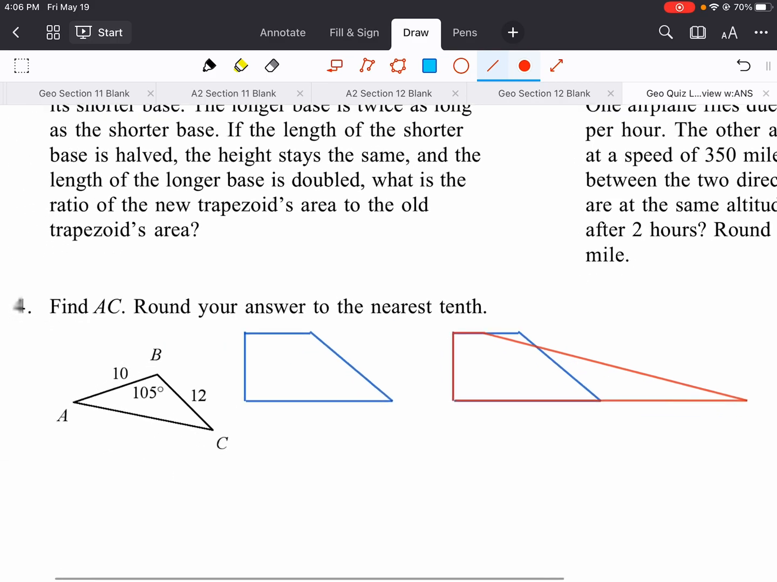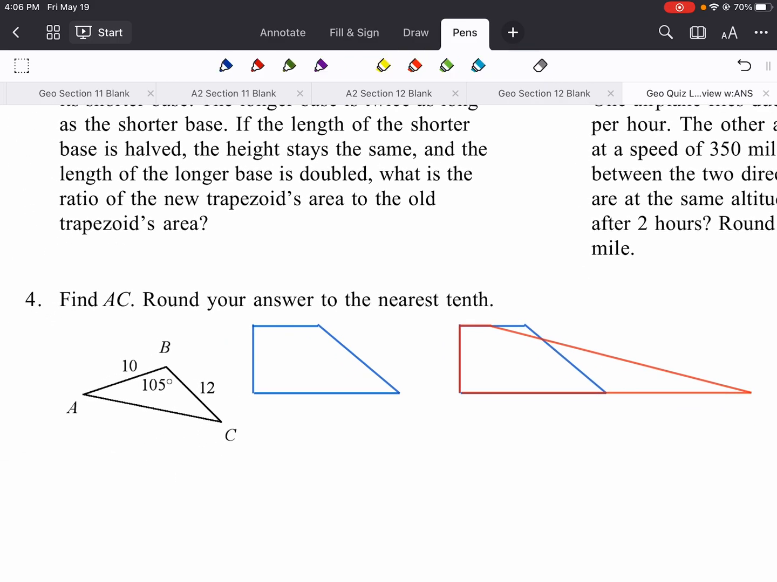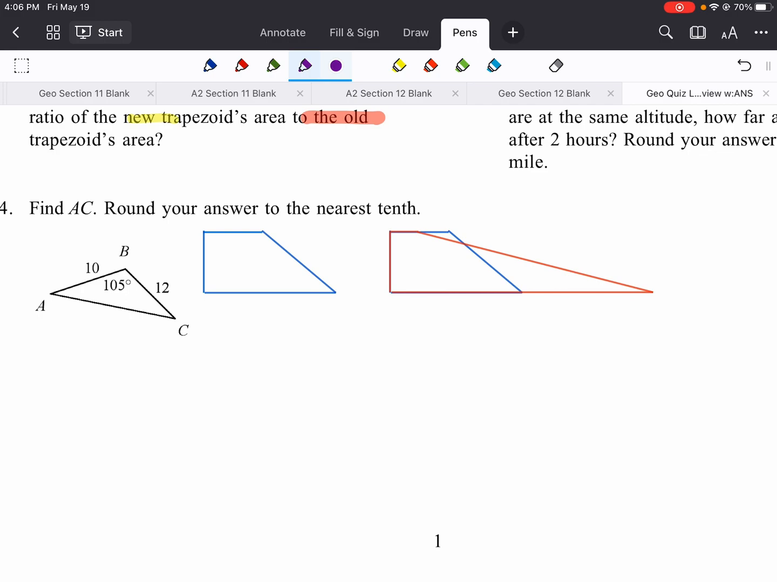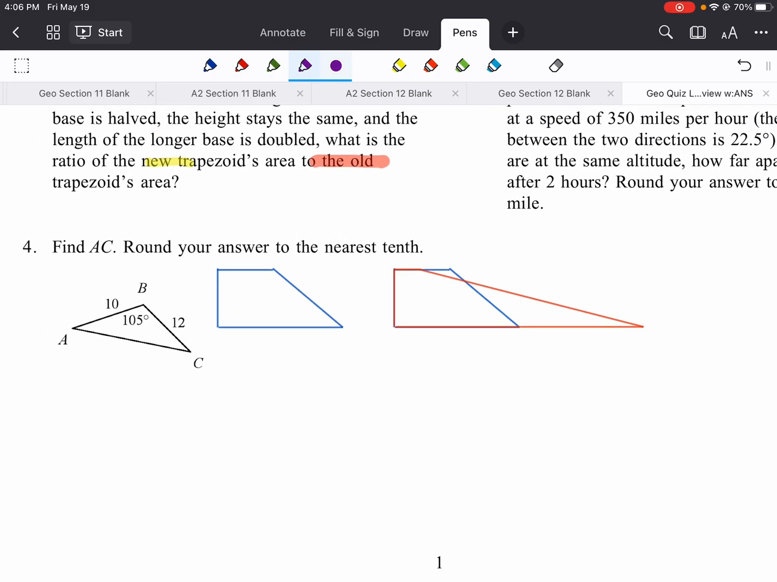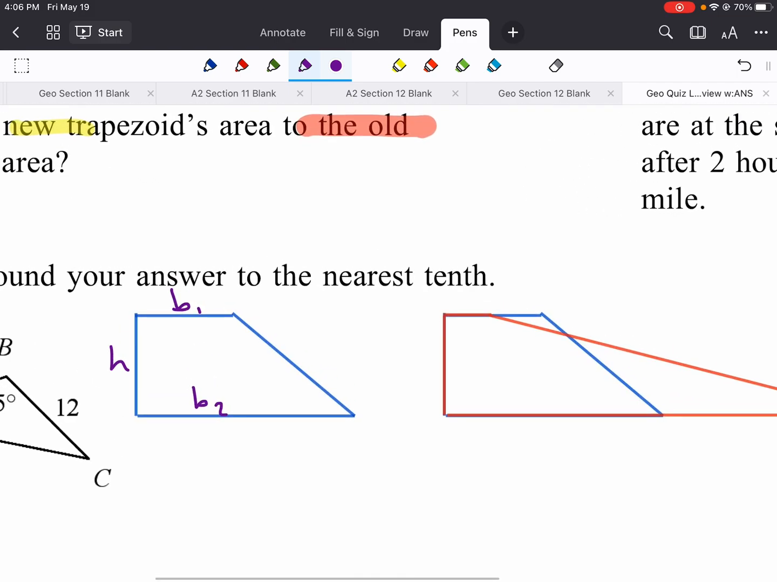Okay, but now we're going to think about it in terms of the formula. What's the ratio of new to old? So let's look at that. Right, here we go. So ready? It's the ratio of the new to the old. So let's find the new area. Okay, so what's the area? Well, let's represent these with letters here. So this will be base 1. This will be base 2. This is height. Okay, now in terms of the other one, this would be base 1 over 2. This would be 2 base 2s. Okay, and the height would stay the same.